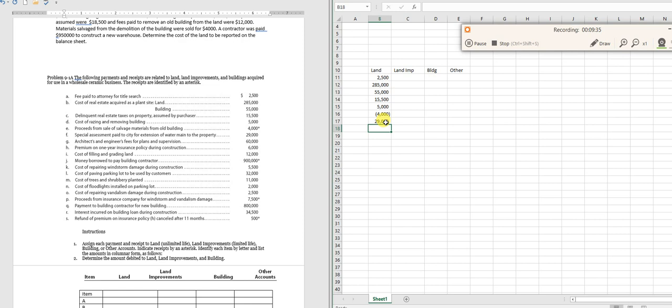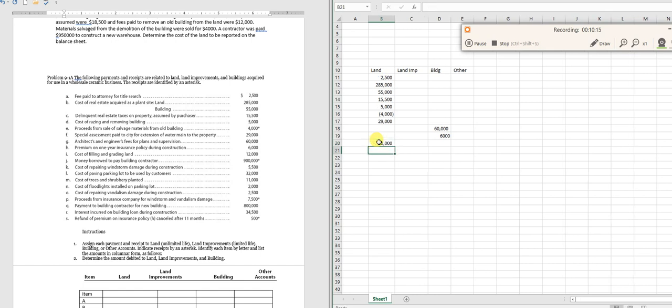Architects and engineers fees for plans and supervision. I kind of wish they had indicated whether this is on the land or the building, because you can certainly hire architects and engineers for grading the land, sloping the land for water drainage, etc. But I believe this is for the building, and I'll have the solution in front of me. But premium on 1 year insurance policy during construction. So that's on the building since I'm building the building. Next one, cost of filling and grading the land. I'm going to put that on the land.